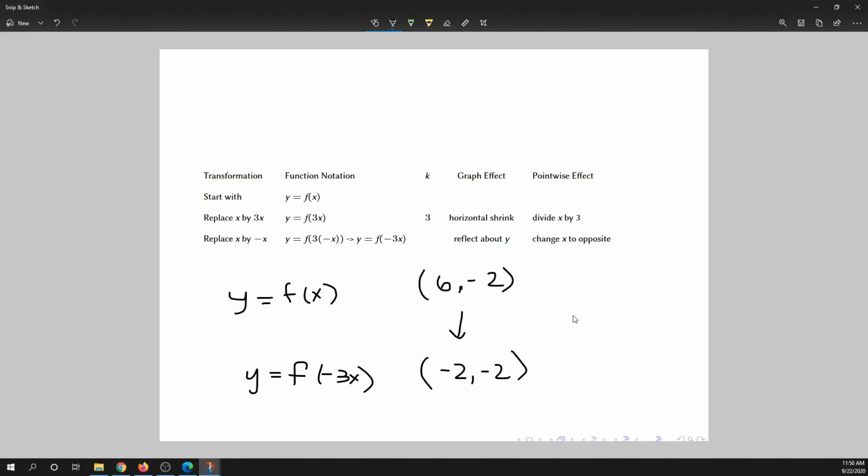In the examples, I'll show you how to do that. They're going to give you 2 points, and you would just apply these pointwise transformations to figure out where they get moved to. All right, that is it on that one.